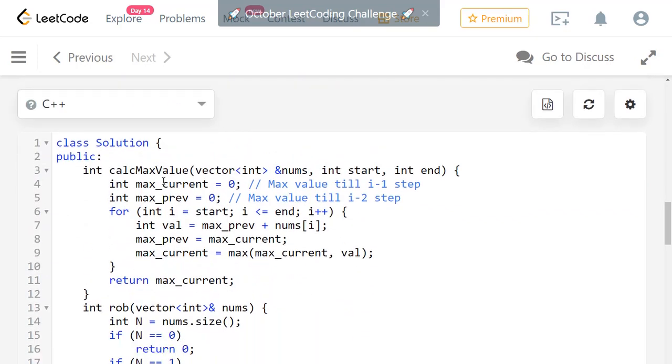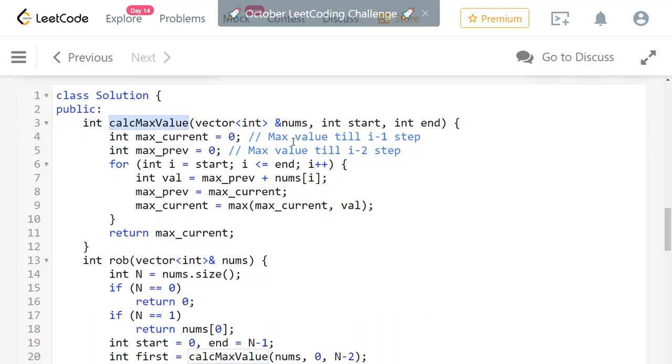So I have written a utility function, calculate max value. It will have the values for every house. Then we pass start and end. So it's like we follow the hint provided. We calculate the value from the first house to the n minus 1 house. Then we calculate the value from the second house to the nth house. Then we take the maximum of these two. So the start here will be either the first house or the second house, and the end will be either the n minus 1 house or the nth house.